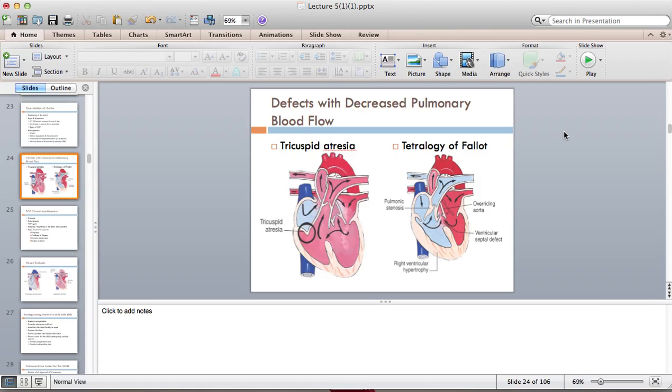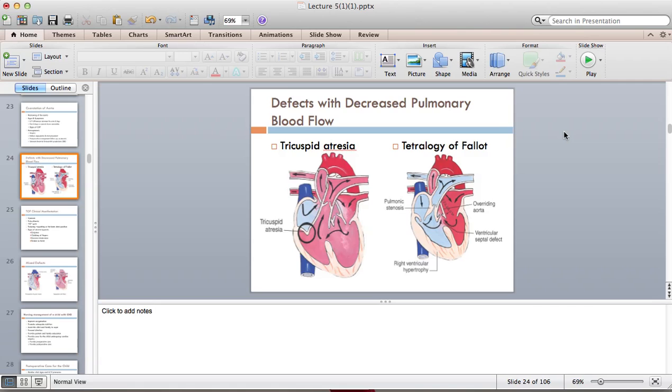Okay? And then another thing you have here is that the aorta, instead of arising from the left side, it's arising from the right here. Right. Okay. So with that problem, you have these 4 deformities which you need to know.